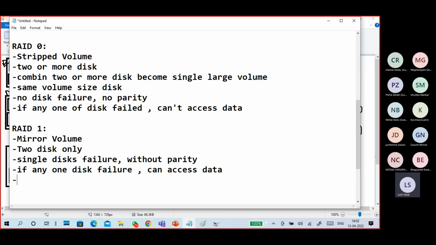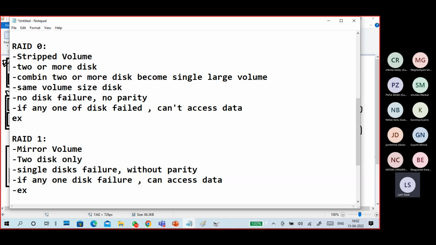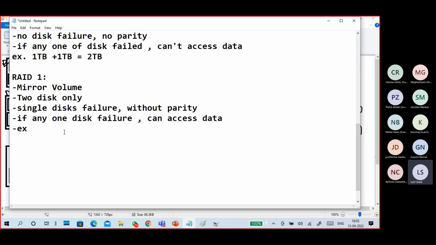But here also we have to discuss the volume size. For example, I have taken 1 terabyte plus 1 terabyte of storage. You might expect 2 terabytes, but in this example, with 1 terabyte plus 1 terabyte, you get only 1 terabyte, because half of the disk we don't use.